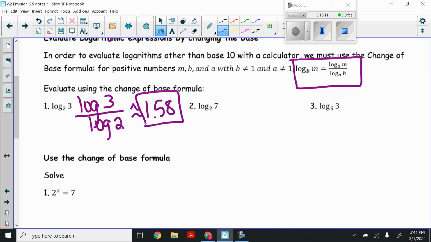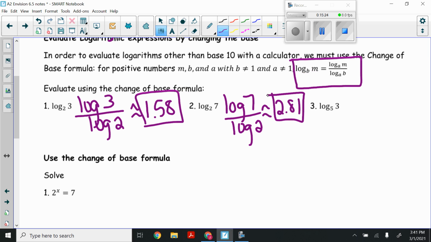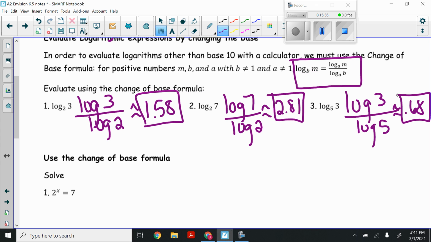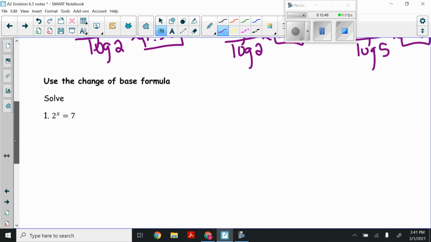So number 2, log base 2 of 7, I would say log 7 divided by log 2. That's what I'm going to type in my calculator. When I do that, I get approximately 2.81. And number 3, log base 5 of 3, I'm going to do log of 3 divided by the log of 5. And I find that that is approximately 0.68. So now you know how you can use your calculator to evaluate any logarithm, because now we have the change of base formula. So now we can solve using the change of base formula.